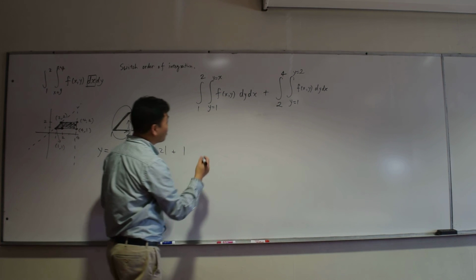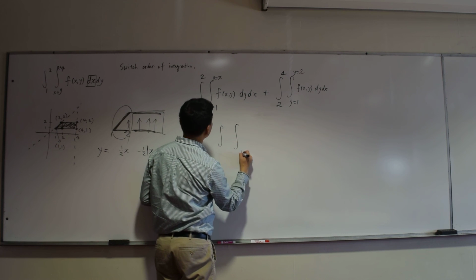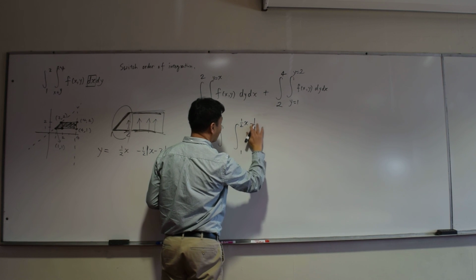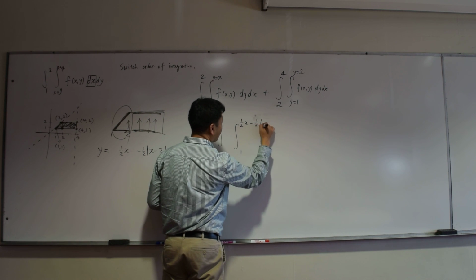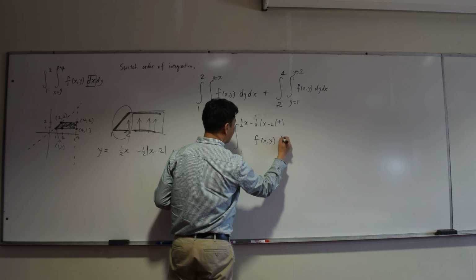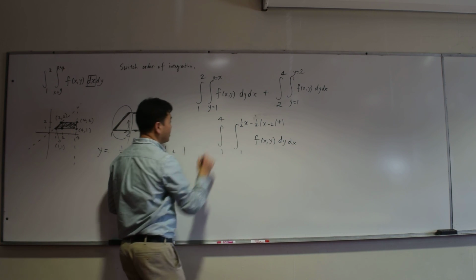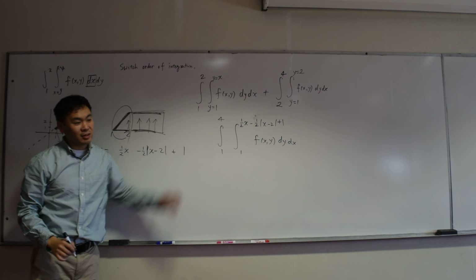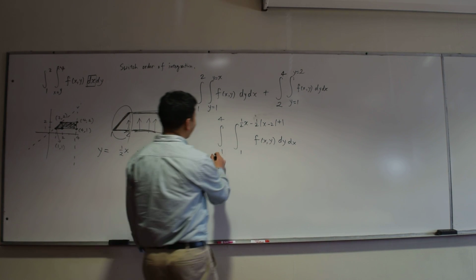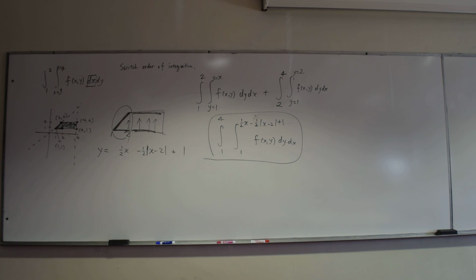Okay. So if you really, really wanted to write the integral as a single integral, it will be from 1 through 1/2 x minus 1/2 absolute value of x minus 2 plus 1, f(x, y) dy dx, and your x values vary from 1 to 4. Okay, so this is the same as that, but don't do that. I was just wondering what it should be, but it's not important. Okay. So just represent it as 2 integrals. That's much easier.